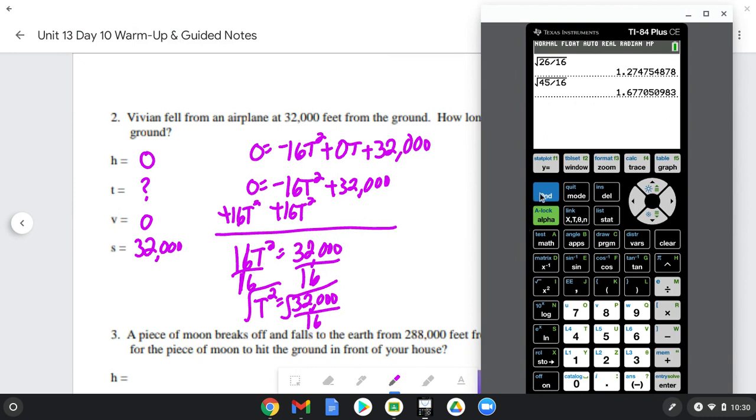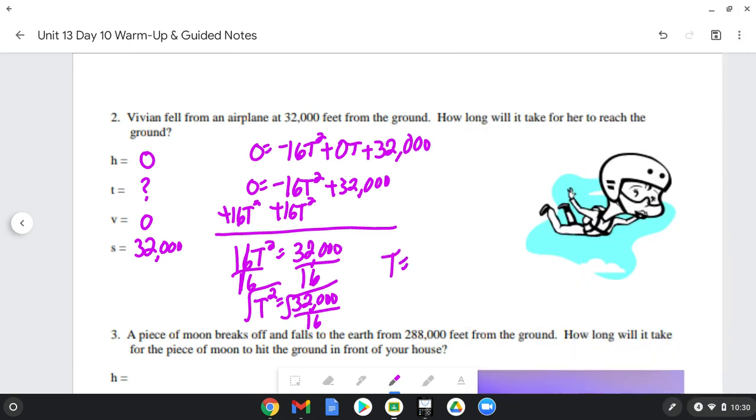So we go second square root, 32,000 divided by 16. And we get 44.72 seconds. So that's a good amount of time it takes to fall from that high.